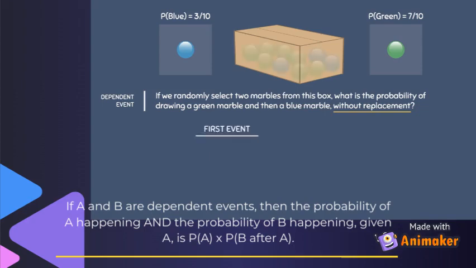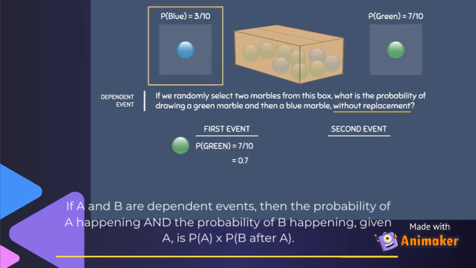For the first event, there are 10 marbles in the box, and since we have a total of 7 green marbles, the probability of drawing one green marble is 7 over 10 or 0.7. For the second event, the probability of drawing a blue marble is not 3 over 10. Since there is a total of 9 marbles left in the box, with a total of 3 blue marbles remaining, the probability of drawing a blue marble is now equal to 3 over 9 or 0.33. As you can see, the probability of drawing a blue marble has changed. At first, it had a value of 0.3, but now it has a value of 0.33 or 3 over 9.